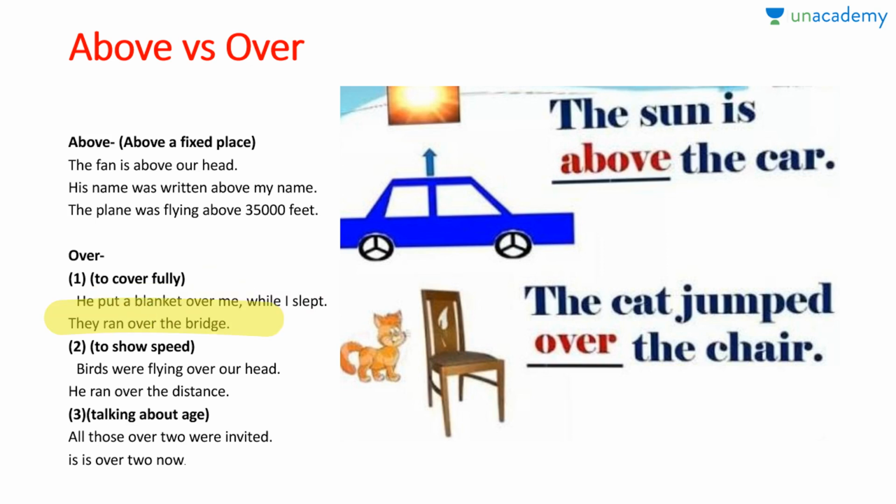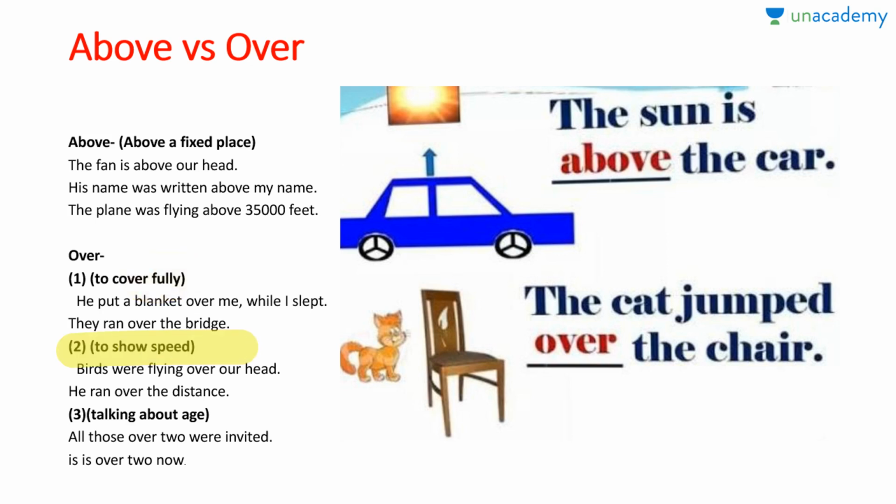Then they ran over the bridge. So there is a bridge here and they all ran over the bridge. Maybe there was a marathon going on and all the runners ran over the bridge. Imagine the situation. There was such a crowd, lots of people, they were running over the bridge, covering the bridge fully like that. Okay, then next, to show speed.